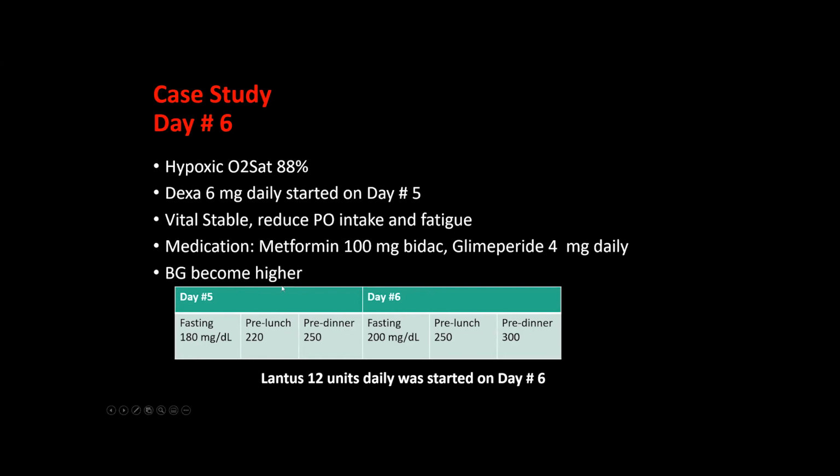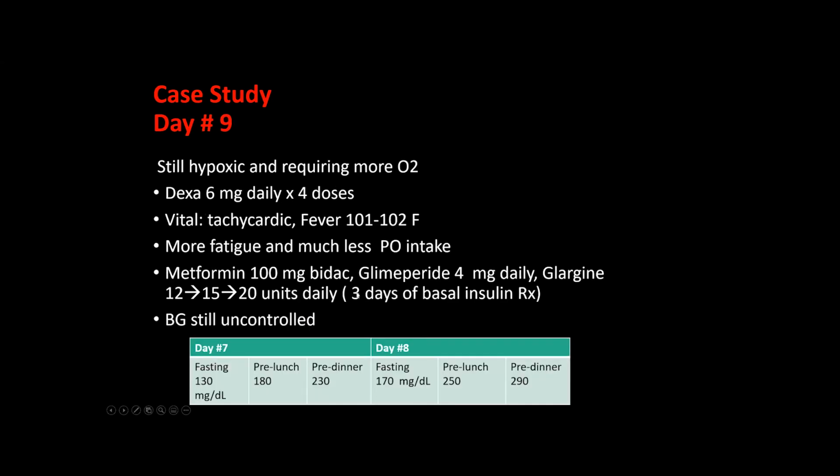So what you did at this point is that you started glargine, which is Lantus, 12 units daily. After 3 days, the patient became much more hypoxic, requiring more oxygen. The patient had already been taking the dexamethasone for 4 days, and became higher fever. The glargine dose was gradually increased, from 12 to 15, 15 to 20. Blood sugar remained uncontrolled. You notice the wake-up morning fastings are much better than before, but still like 200, and then 290 at the end of the day.